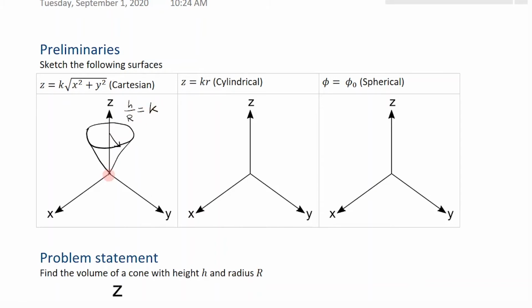Now the reason I didn't draw the bottom part of the cone is because this has a square root and it's a positive number. So z is positive. So this describes the surface of the cone. This is the same, so this is the cylindrical description of the exact same cone because r is equal to the square root of x squared plus y squared.